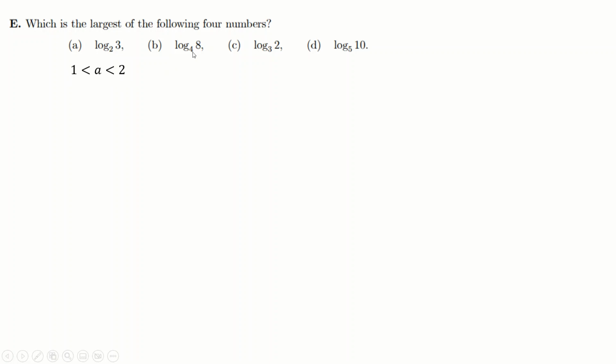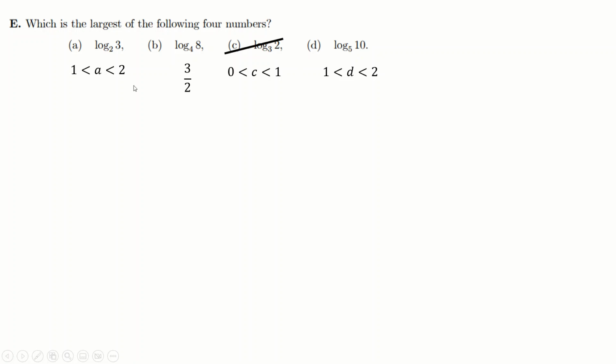This here is actually an exact value. 4 to the 1.5 is 8 because 4 to the 3 over 2, you'd square root for 2 and then you cube for 8. So 4 to the power of this is 8, so this is the answer, 1.5. This one here, now 3 to the 1 is 3, 3 to the 0 is 1, so this is between 0 and 1, which means it can't be the largest because these two are both bigger than it. And this one is likewise between 1 and 2 because 5 to the 1 is 5, 5 to the 2 is 25, so that's between 1 and 2.